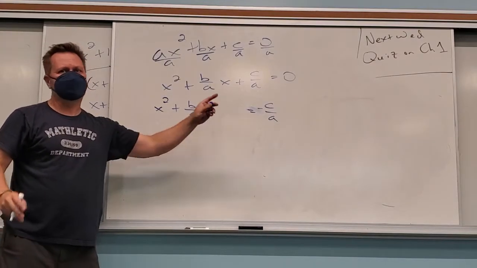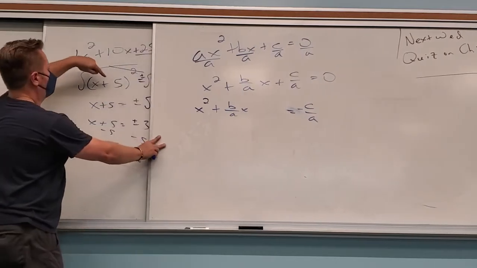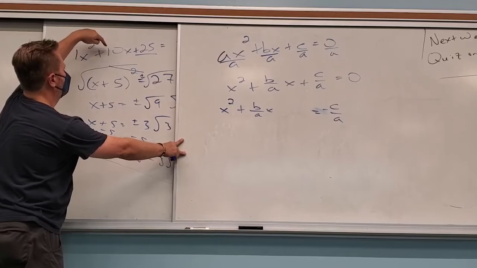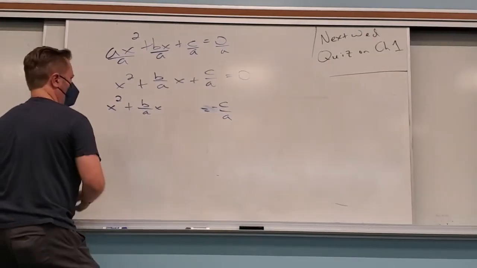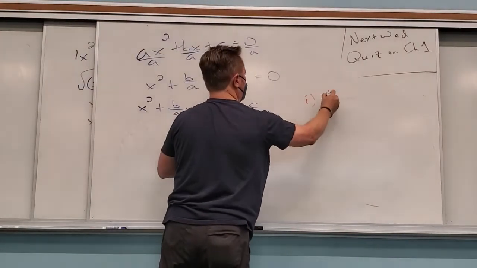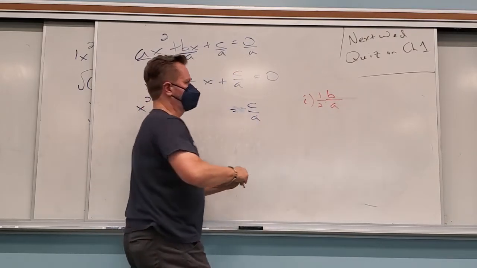I know some of you guys are wondering, how did we get 5 here and 25 there? I took whatever was in the middle and I cut it in half. Let me do that over here. First step, take what's in the middle and cut it in half. So don't I get b over 2a?